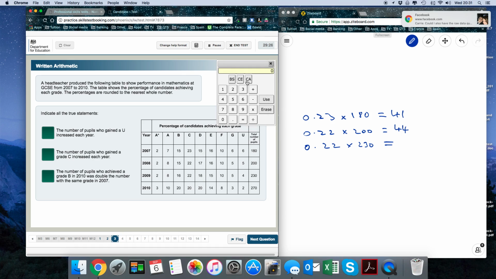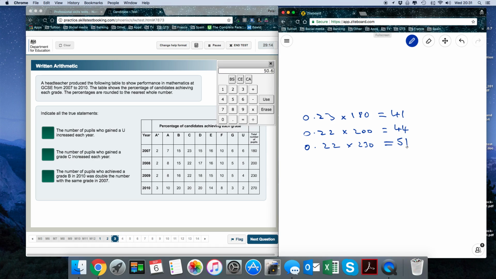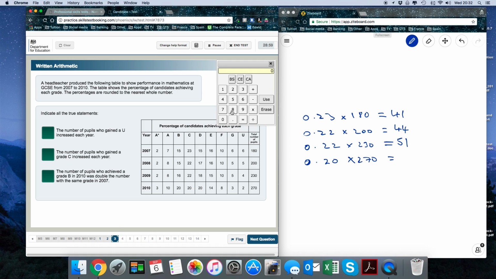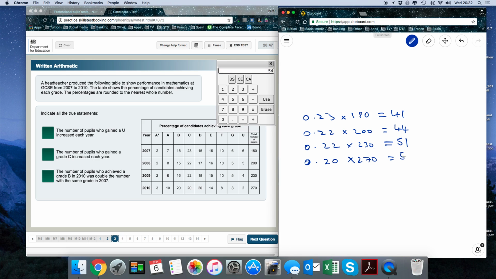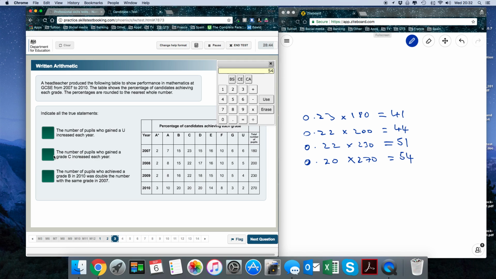Okay, so we're still going to continue on our calculator. 0.22 times 230, so we know that's going to be bigger. 50.6, we round it correctly, 51. We've got one last calculation to do. 2010 is, well, the percentage has dropped to 20%, but the number of pupils has increased, so there's a good chance that it may well have gone up still, but we let the calculator do that for us. 0.2 or 0.20, it really doesn't matter in your calculations, whatever you're more comfortable with. Wow, look, it's gone up, 54. So it has indeed gone up every year, so that's a true statement.